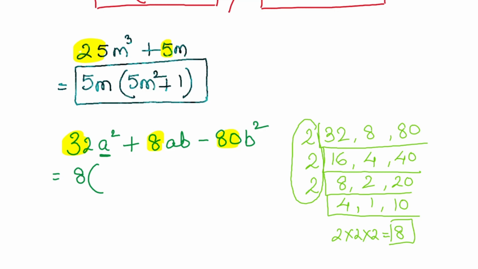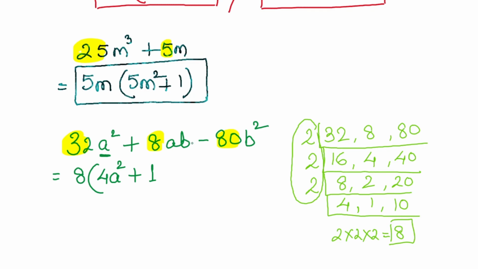So 32 divided by 8 gives us a 4. Because we haven't taken the variable common, the variable will come as such. 8 divided by 8 is a 1. If you want to write 1, you can write it down. Otherwise, it's okay even if you don't write it. So let me put it down.